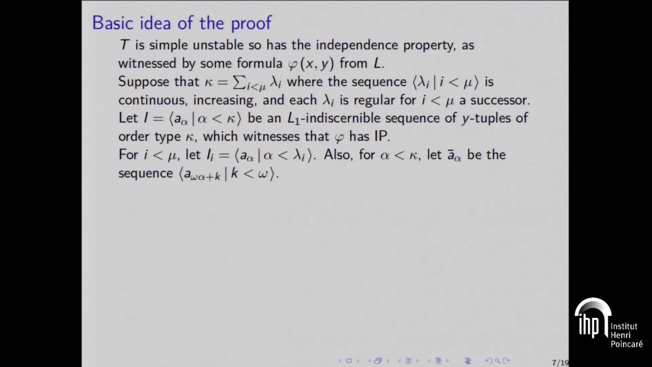Now, remember kappa is singular, so we can write it as a sum of lambda_i, where the lambda_i are increasing, continuous, and each one is regular. Then we let the sequence a_alpha, alpha less than kappa, be an indiscernible sequence in L1 which witnesses IP. Namely, you can code every subset using phi. Now, for i less than kappa, we take I_i to be the initial segment up to lambda_i. And also, we let a-bar_alpha be the omega sequence starting from alpha. Okay, so far it was some preparation.